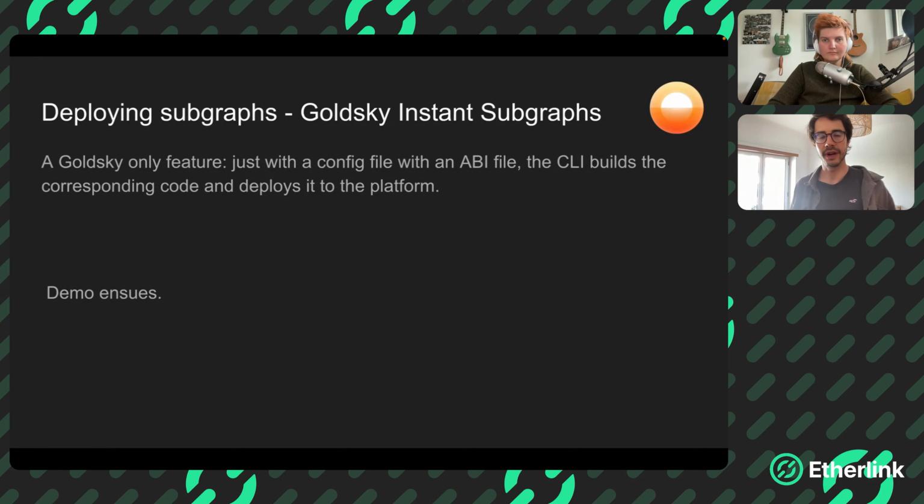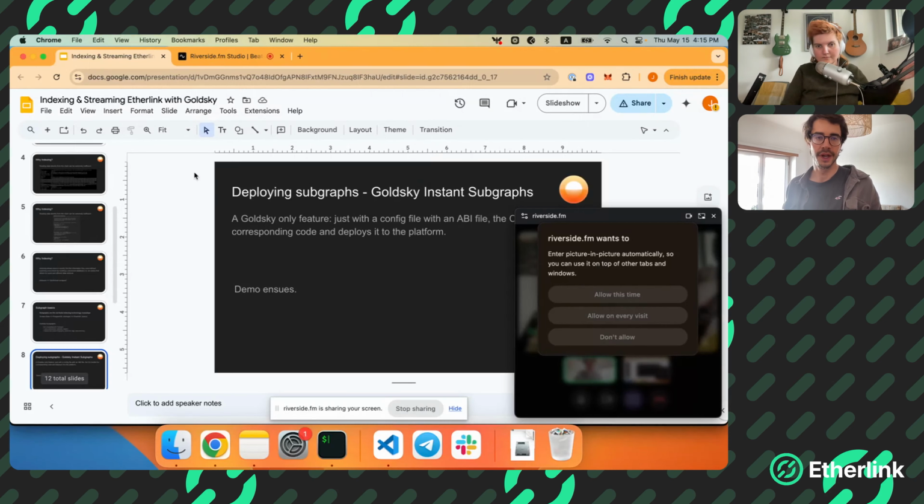And for that, we created this thing called instant subgraphs. Instant subgraphs are basically a way for anyone to be able to deploy subgraphs just using a config file and an ABI. If you're familiar with subgraph development, you can think of this as: you provide the data that is in the YAML file and the ABI, and then we will be creating the mappings and the entities for you. Cool. So that's the theory. Let me just quickly show you an example of it.